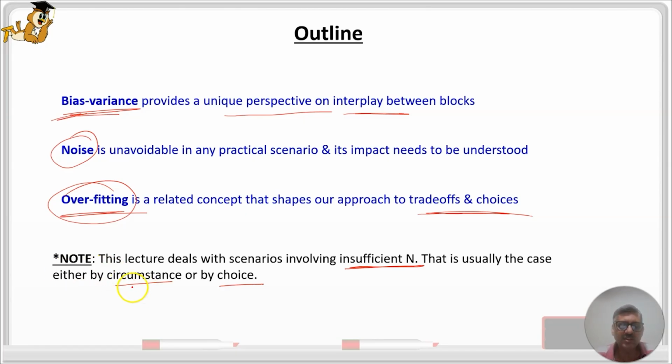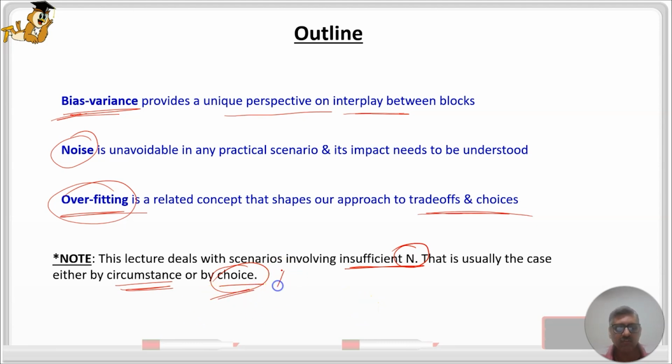So that's one circumstance that may involve insufficient n. Or by choice. What do I mean by choice? Now, whenever you are designing a practical system, you do not know the complexity of your target function, and therefore, usually you are trying to look at more and more complex hypothesis sets to mimic your target function. And as we've studied in the PAC theory, more and more complex hypothesis sets require higher and higher n, and pretty soon you would hit a stage where your n is insufficient, right? So that is what I mean by saying by choice.